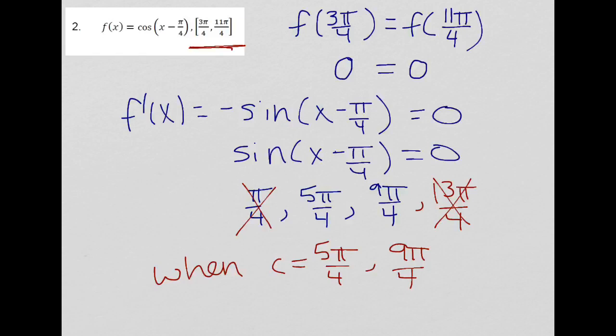So there's actually 2, which should make sense because cosine and sine are periodic. They have a lot of horizontal asymptotes.